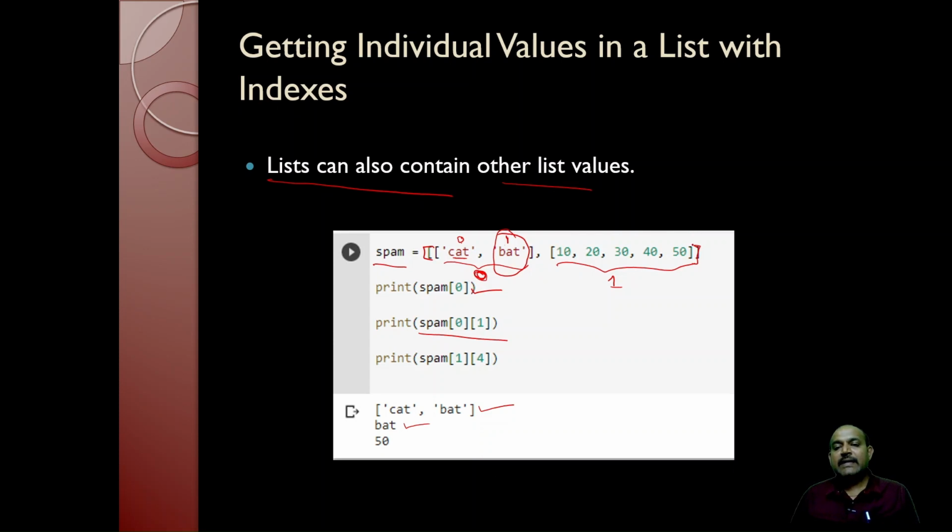Similarly, if I want to access 50, it comes under indexing value 1. All these elements belong to index value 1. Again in this, because it is a list, it is indexed with 0, 1, 2, 3 and 4. So if I try to access spam of 1, 4, this gives you 50. So you can access an individual element in a list, or when you are specifying the entire list within a list, you can also access that.